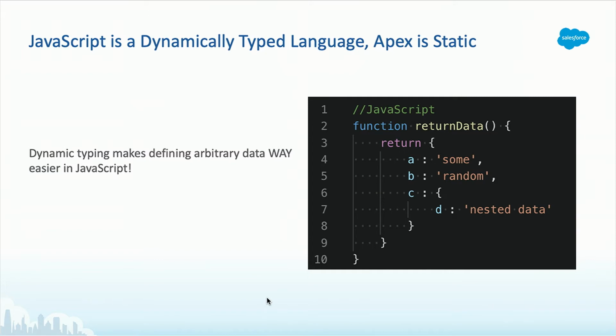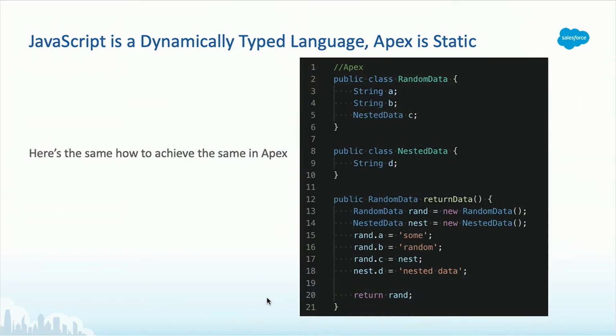I can't count the number of times when I'm writing Apex where I needed to process some data and return some arbitrary data structure, but you run into the issues you get in a statically typed language. To achieve the same in Apex, I would have to define the objects that follow the data structure that I want. Now, this is kind of a contrived example, but to mimic that object I created, I had to create this random data structure where I had two properties that were strings. Then I had to create this data structure to represent the nested data. Then my method had to build the top layer, build the nested data, populate all the data, and then return that.